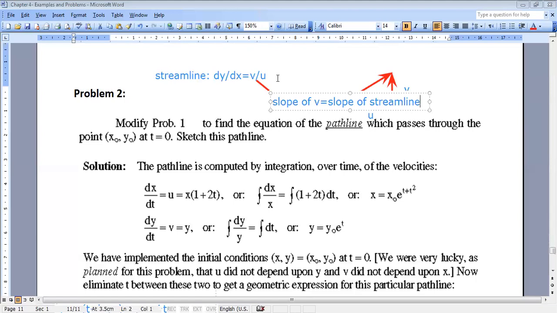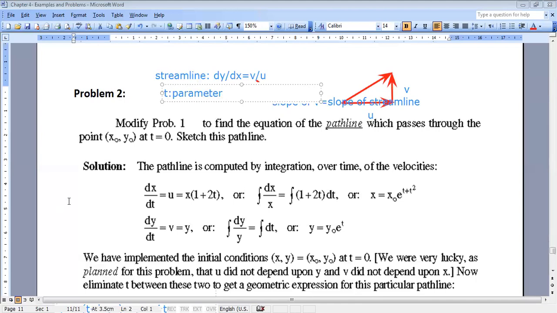Now, in case you have an unsteady application, you treat t as a parameter. So when you do integration, you treat t as a parameter, and you obtain a series of streamlines.